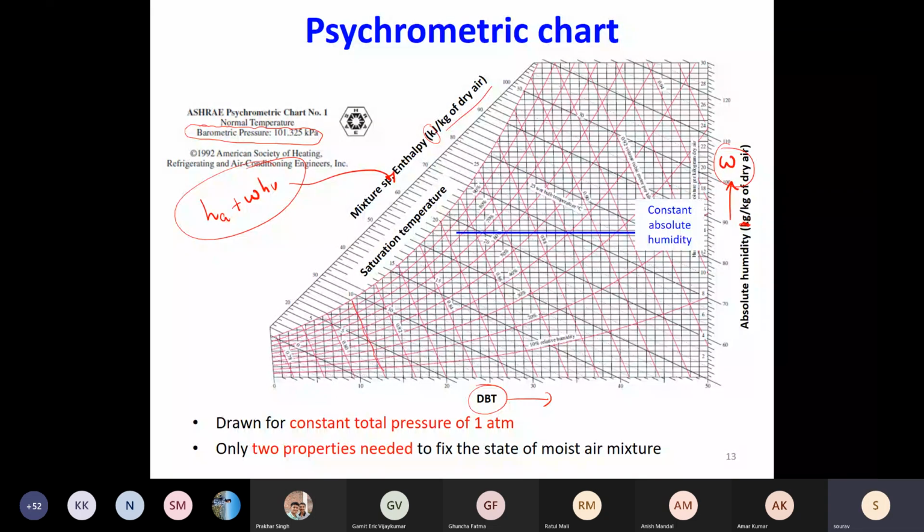Any doubts in the psychrometry chart? Anything you want me to repeat?